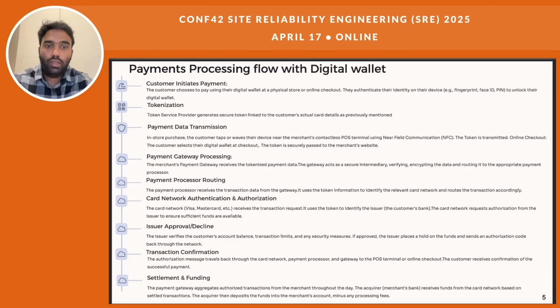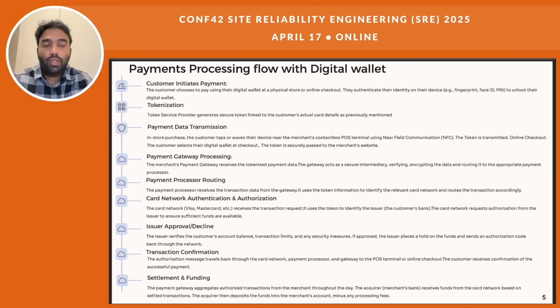If it's an online checkout, the customer selects their digital wallet at checkout. The token is securely passed to the merchant's website. After the token is transferred to the merchant website or the terminal, it's passed to the merchant payment gateway. The gateway acts as a secure intermediary, verifying and encrypting the data.